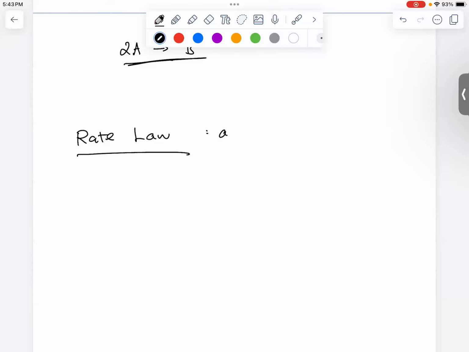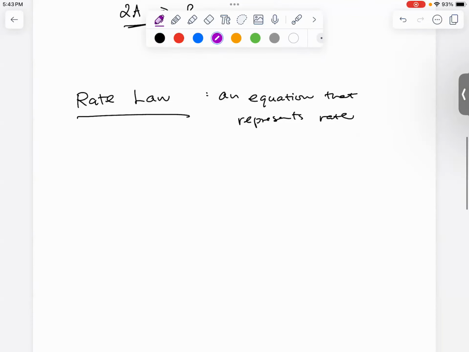Think about it as an equation that represents rate. Later on, just a little preview of what you will see, you will also see something called the integrated rate law. And the integrated rate law is not the same.